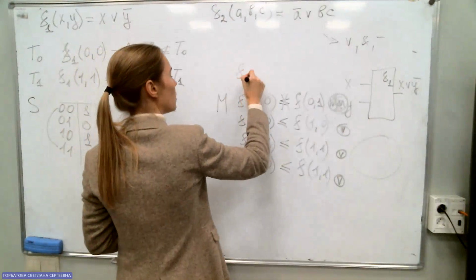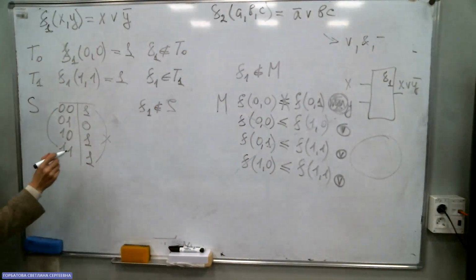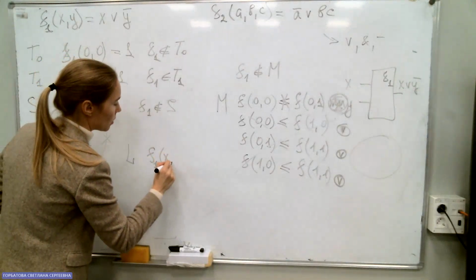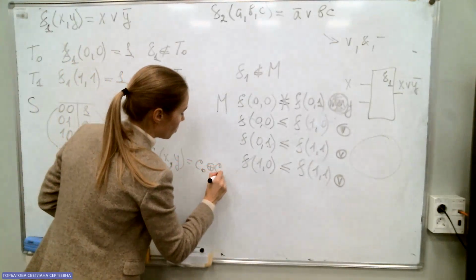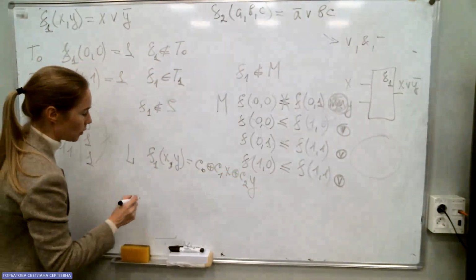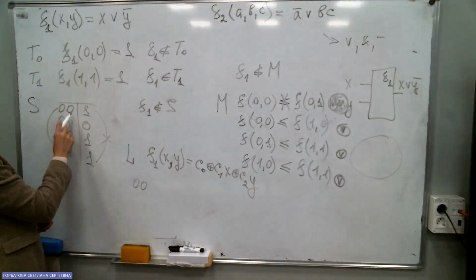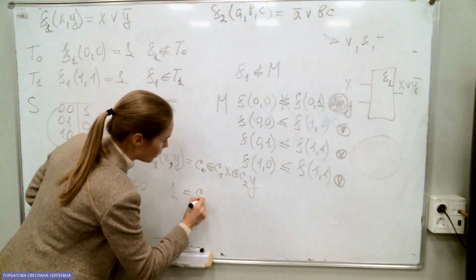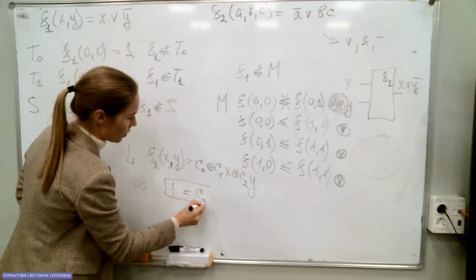So F1 doesn't belong to the linear class. F1 of X, Y equals C0 plus modulo 2 C1X plus modulo 2 C2Y. Let's find C0. So our function equals C0, C0 plus 0 plus 0. So this is the result.